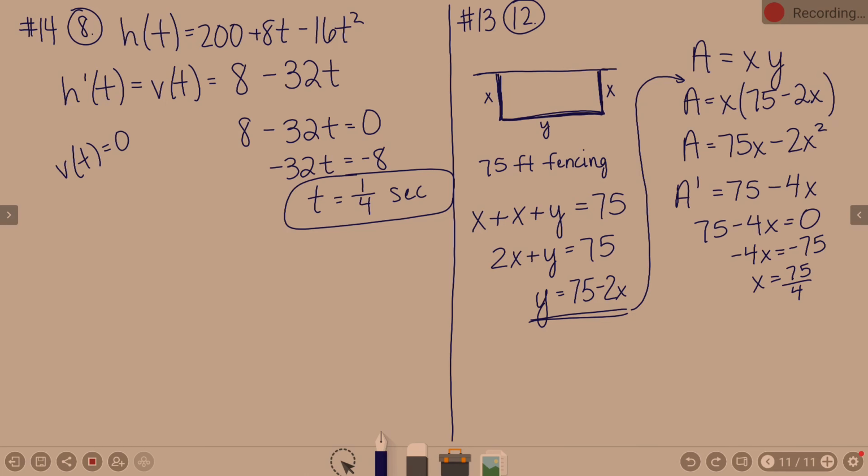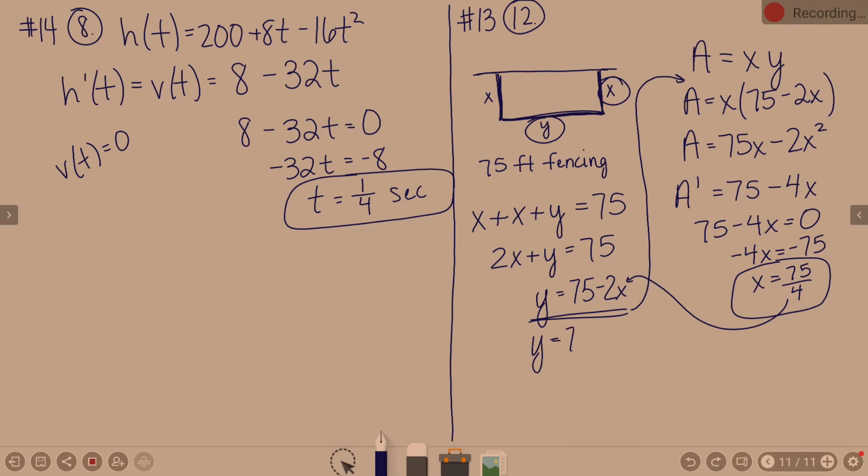Okay, pause. What are we being asked to find here? Because that makes a difference of what we do next. The dimensions. Okay, so the dimensions, this is x. Well, if you go back and look at the picture, guess what? x is one of my dimensions, isn't it? So that's one of my dimensions. What's my other dimension? y. How do I find y? Plug x into that equation right there, yes?